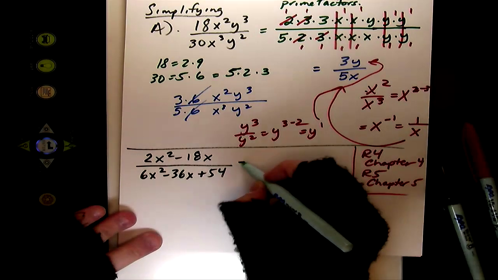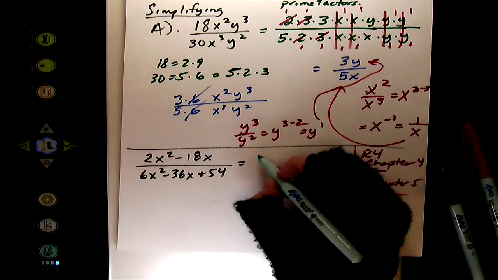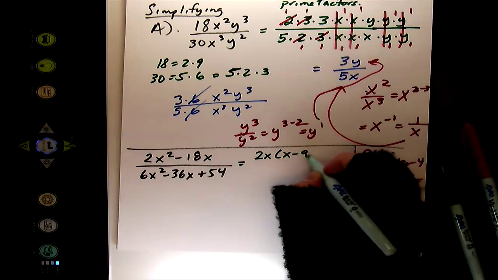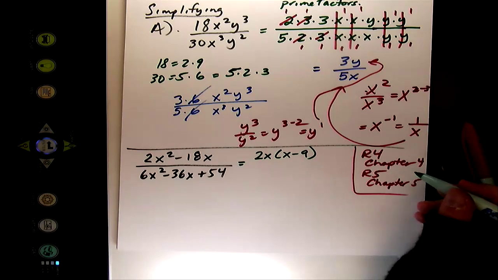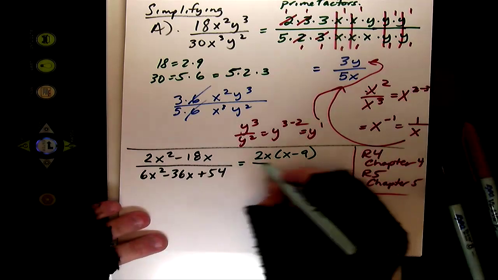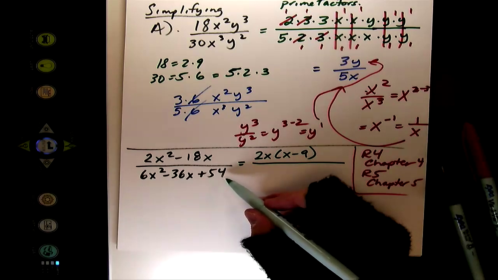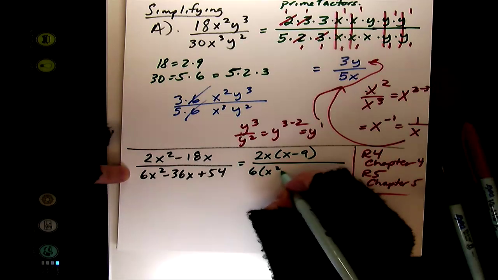So first off, we're going to look for a greatest common factor, top and bottom separately. On top, I can pull out a 2x, and I'm left with an x minus 9. On the bottom, I can't pull out any x's because the 54 doesn't have an x, but they're all divisible by 6, right? So I can pull out a 6, and this is x squared minus 6x plus 9.